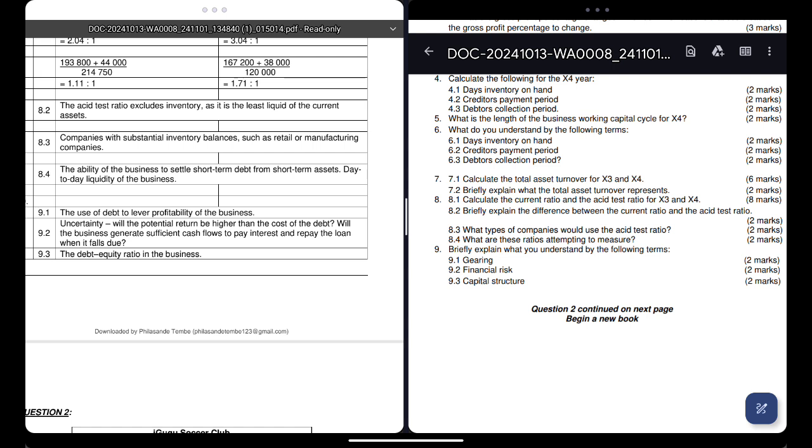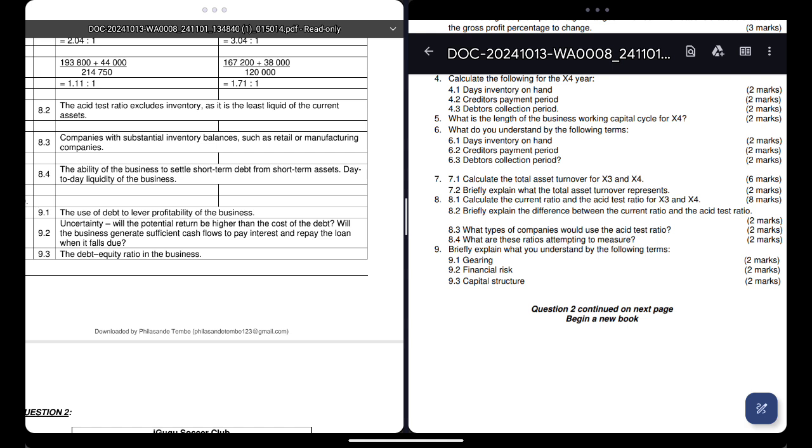Briefly explain gearing. Okay. 9.1 gearing. Whenever you think of gearing, think of debt. So gearing is basically your debt ratio. It says how much debt you've got in the business and how risky you are. High gearing is bad, low gearing is good. Financial risk, uncertainty, right? Will the potential return be higher than the cost? For example, you're taking a high loan interest. That's bad, right? Uncertainty, you won't be able to pay it.